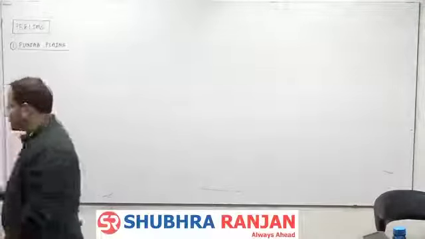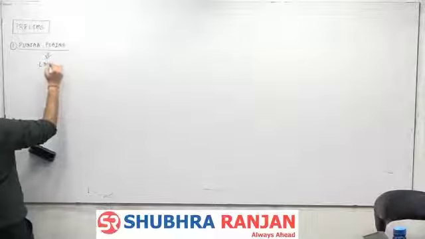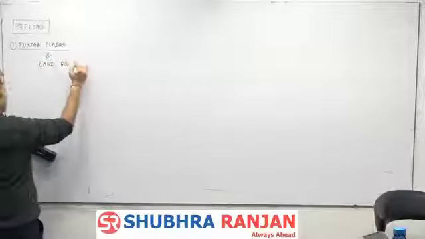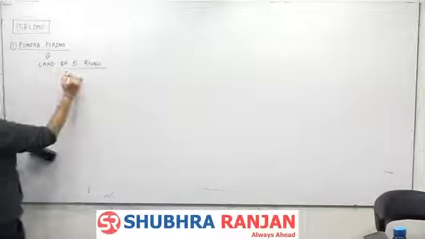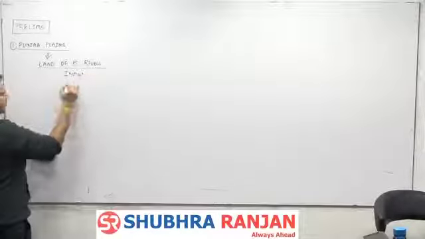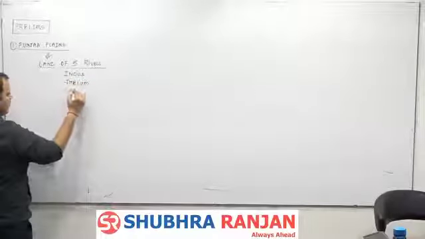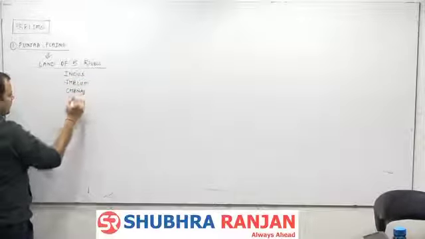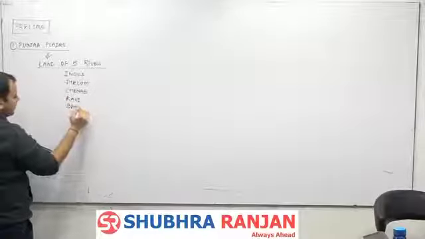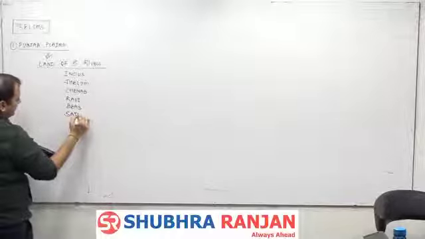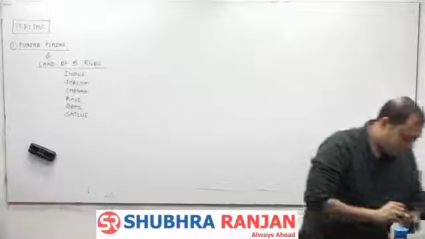Punjab plains. So what do you mean by Punjab? Land of 5 rivers. So which are the 5 rivers? Indus, Jhelum, Chenab, Ravi, Bias and Satluj. That makes 6, which are the 5?